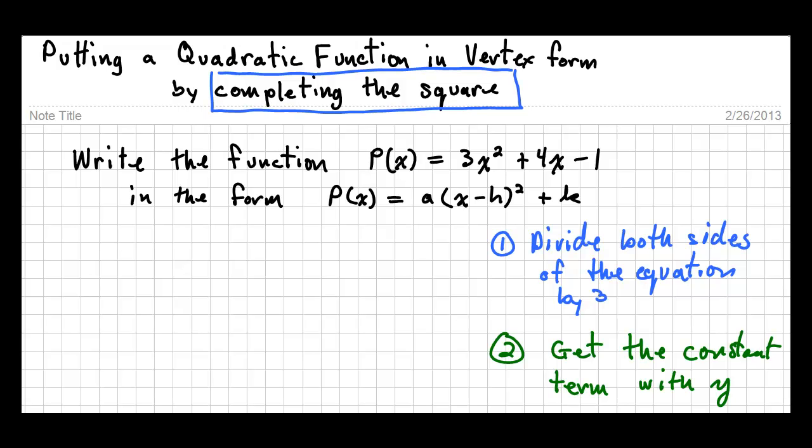Okay, so you've got a couple problems in your homework and in the book that ask you to put a quadratic function in vertex form. That is this form here, where you get a times the quantity x minus h squared plus k, where the ordered pair (h, k) is your vertex.